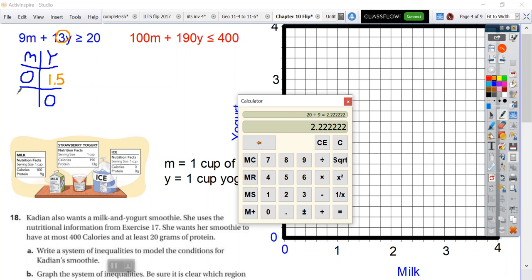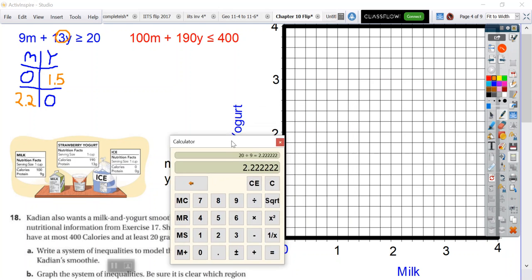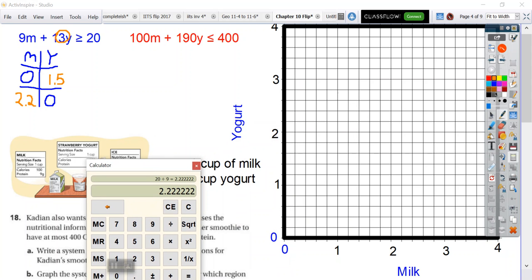Okay, so I get 2.2. All right, and so I can go ahead and graph this. So I have 0 over and 1.5 up, and that's going to be right in between the 1 and the 2, halfway. All right, perfect. And then I have 2.2 comma 0, so there's my 2.